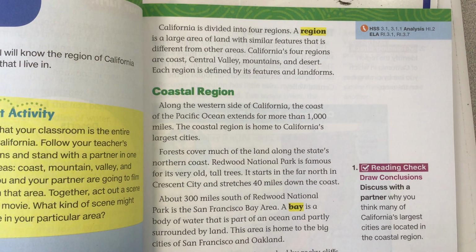California is divided into 4 regions. A region is a large area of land with similar features that is different from other areas. California's 4 regions are coast, Central Valley, mountains, and desert. Each region is defined by its features and landforms.